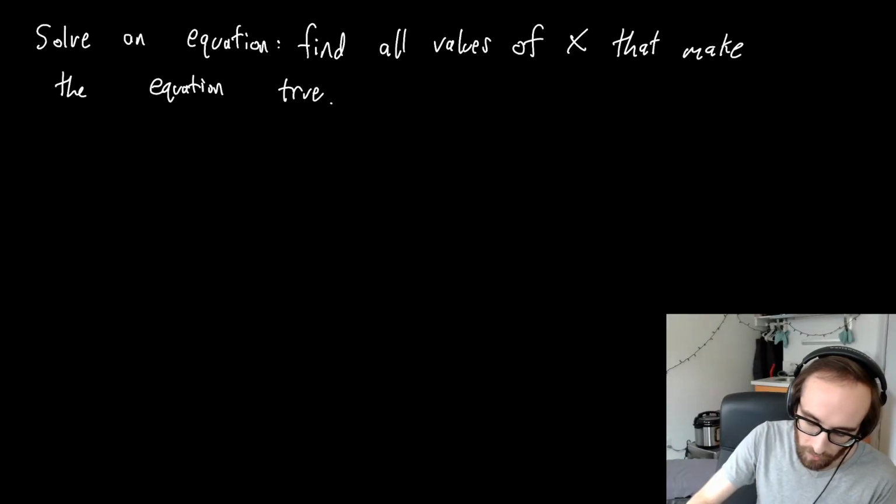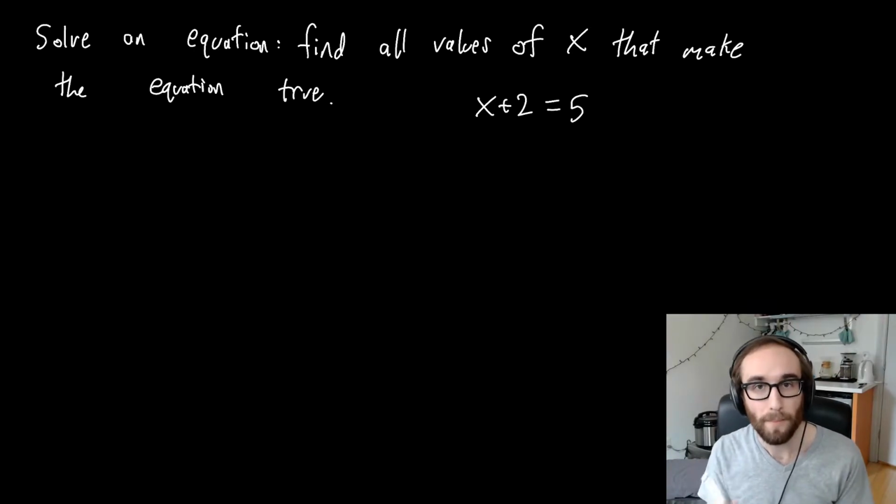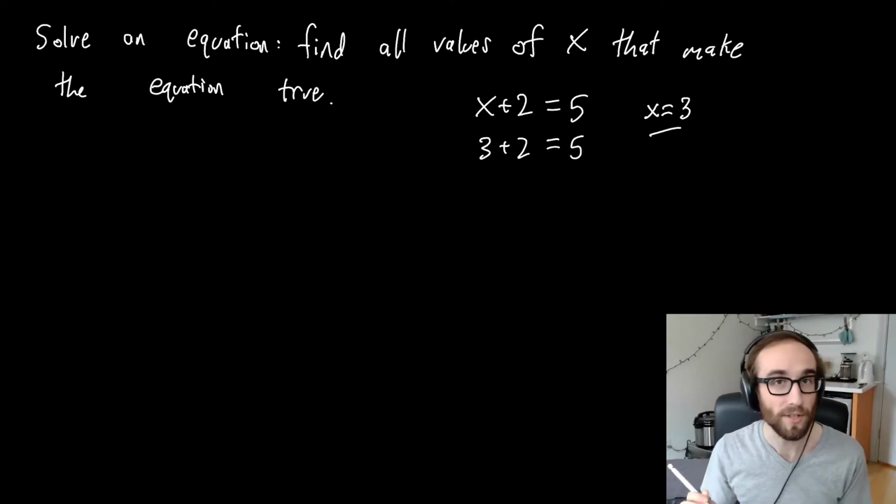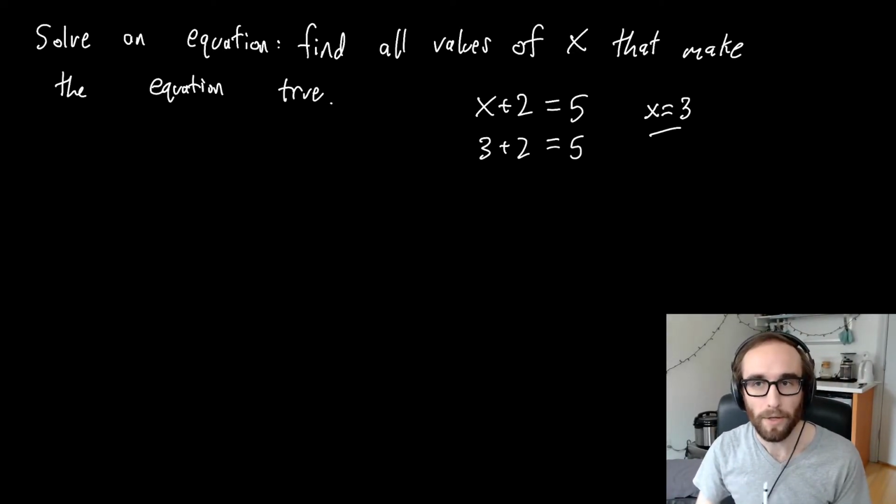So for example, if we know that x plus 2 equals 5, the only value of x that makes this true would be 3. We know that 3 plus 2 gives us 5. So x is 3, and we just solved that equation. So solving is finding all values of x that make the equation true.